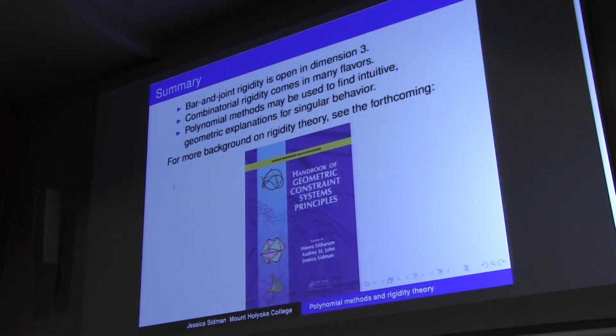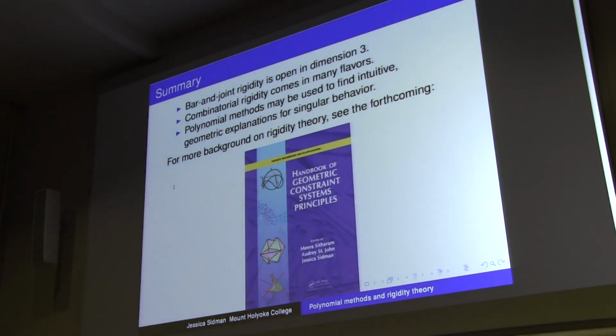Combinatorial rigidity theory comes in many flavors for many different applications. One of the fun things about being in this group is that when I go to conferences with them, there are architects and engineers and people in materials science and computer scientists and mathematicians, people from all over interested in rigidity theory. Polynomial methods, I think, have a lot of promise for being used to find intuitive geometric explanations for singular behavior. And many people, after David's talk, said, is there a place I could learn about this?